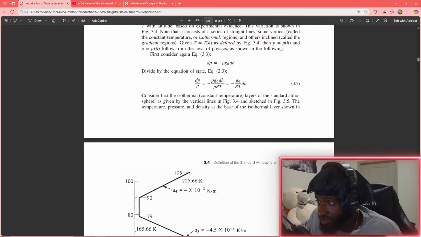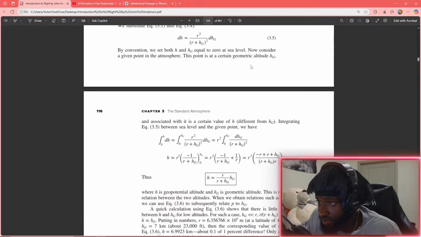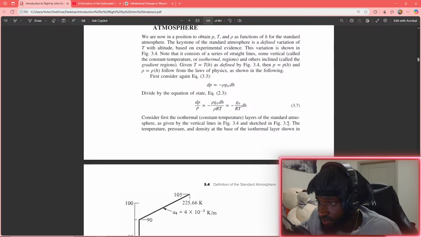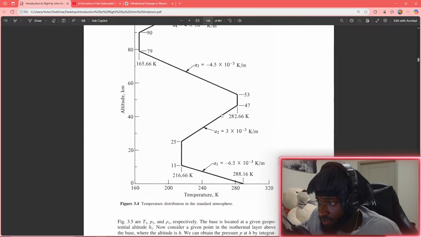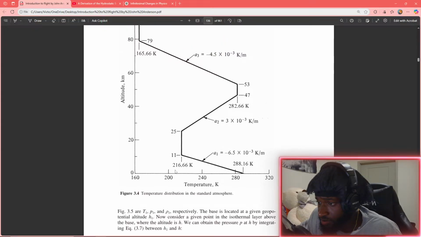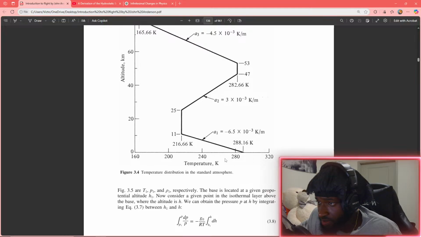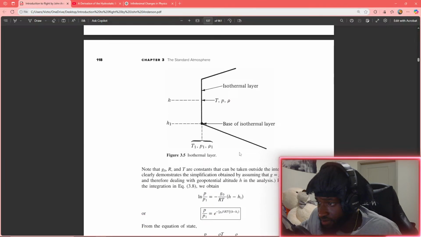Consider first the isothermal, constant temperature layers of the standard atmosphere as given by vertical lines in Figure 3.4. Figure 3.4, that's this guy. In the sketch in Figure 3.5, the temperature, pressure, and density at the base of the isothermal layer. Temperature, pressure, and density at the base of the isothermal layer in 3.5.